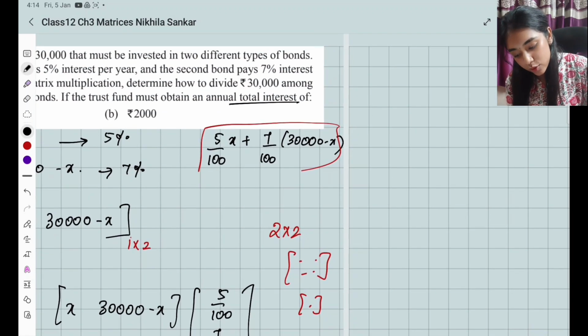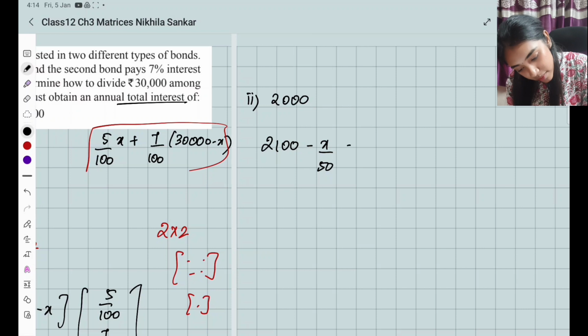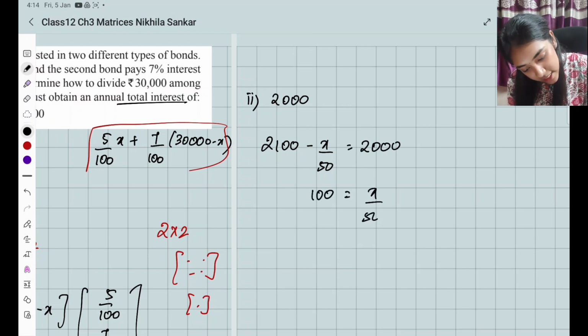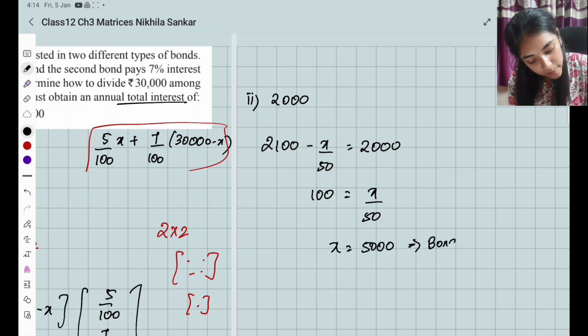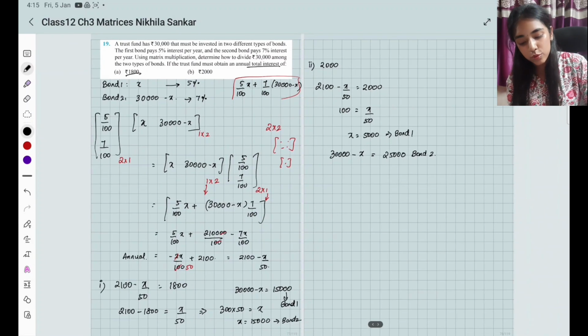Now what is given in the second case? 2,000. So in the second case, 2100 minus x divided by 50 equals 2000. So I have 100 equals x divided by 50. So x is equal to 5000. This is for bond 1. Now what will be in bond 2? 30,000 minus x, which is going to be 25,000. So this is the amount that you have to invest for bond 2. Did you understand? You have to understand how to solve a word problem using matrix multiplication. Okay, please copy.